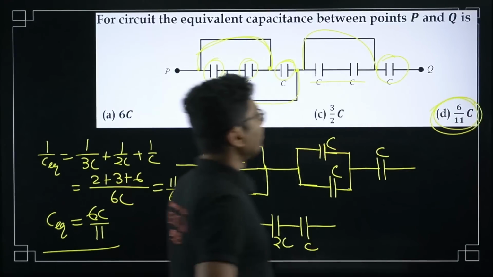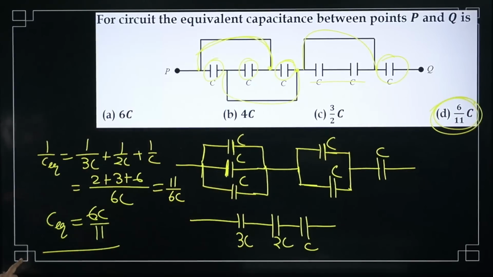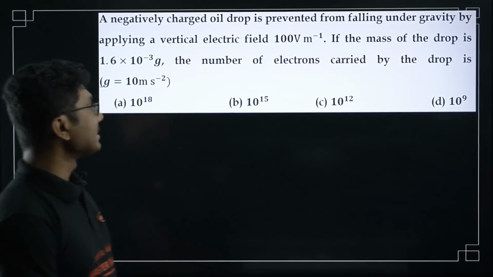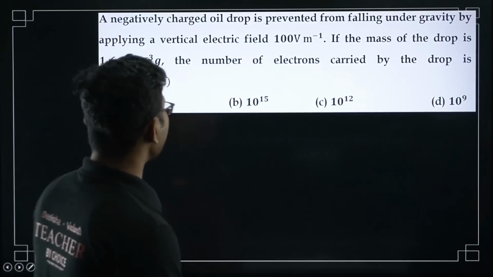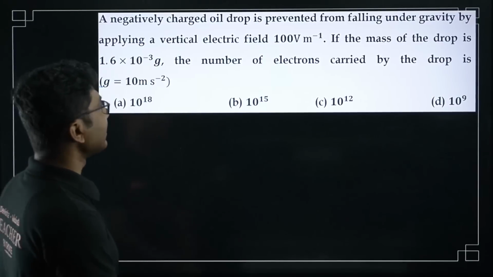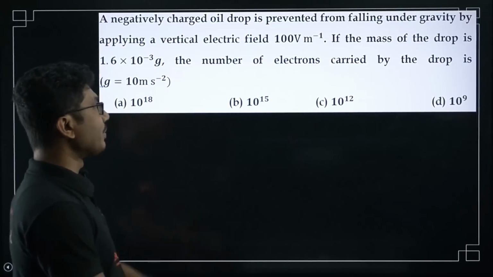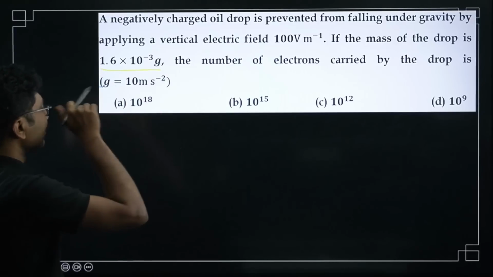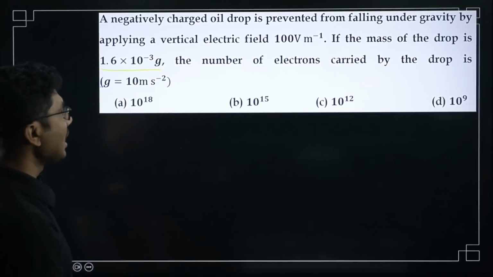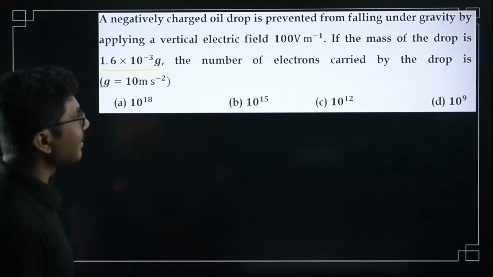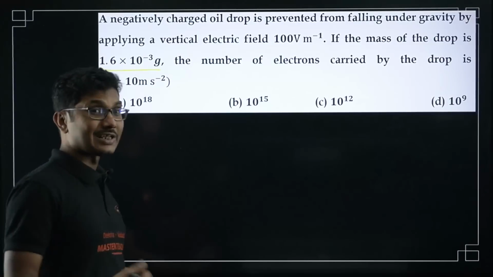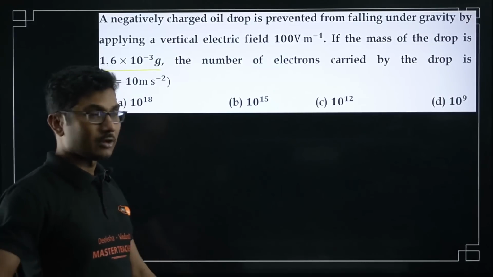Okay, now next question. A negatively charged oil drop is prevented from falling under gravity by applying a vertical electric field of 100 volt per meter. If the mass of the drop is 1.6 into 10 to the power of minus 3 grams, the number of electrons carried by the drop is. Very interesting question. So first we have to calculate the charge, then we will find the number of electrons.